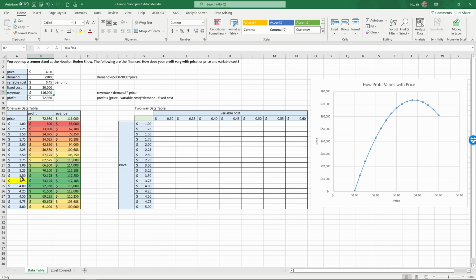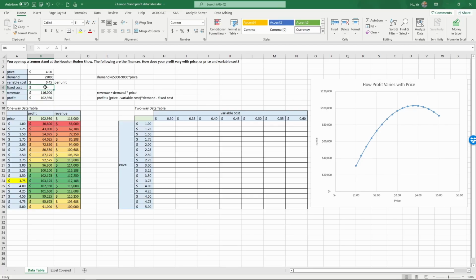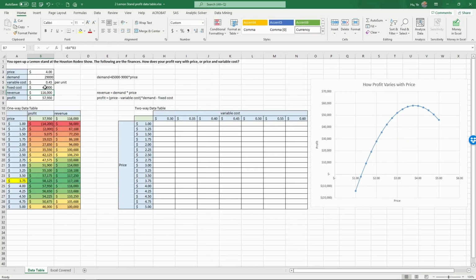What's interesting, you can see, is around $3.75, the profit is still the highest spot. Even if I do some extreme changes, let's say fixed cost to 0, you can see that the peak is still around here. And let me put it back as 45,000. A key point is the optimal price does not change with the fixed cost. Only the variable cost would influence it.